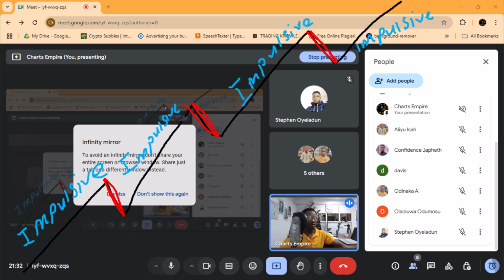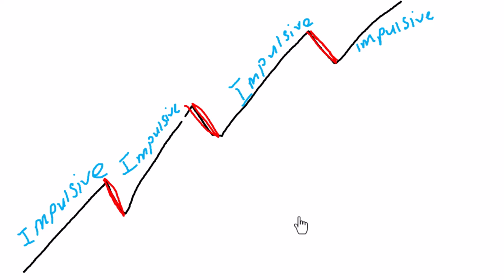Mr. Odinaka, it's your turn. Unmute your mic and tell me, what do you understand as impulsive move? I can't. From 1 to 5, I want you to unmute your mic and talk.